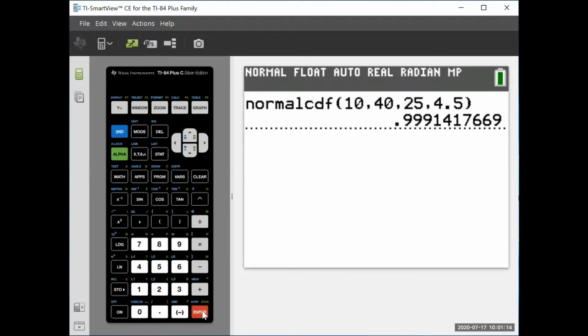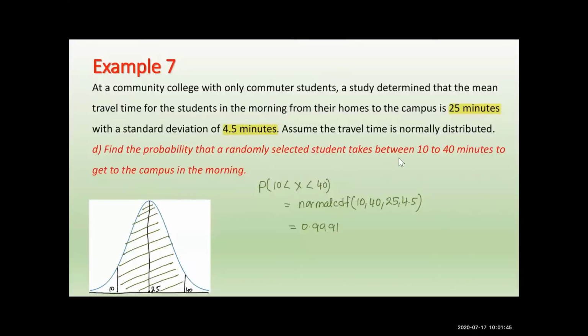0.9991. Meaning of that is 99.91% of the students take 10 through 40 minutes to arrive at the campus in the morning. Okay, that is D. Now we go to E.